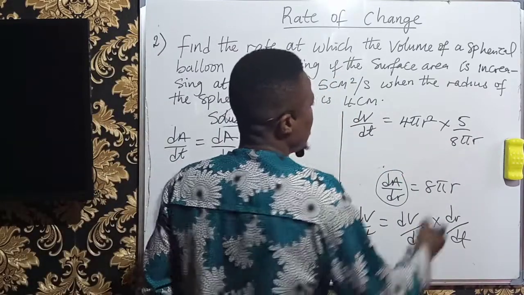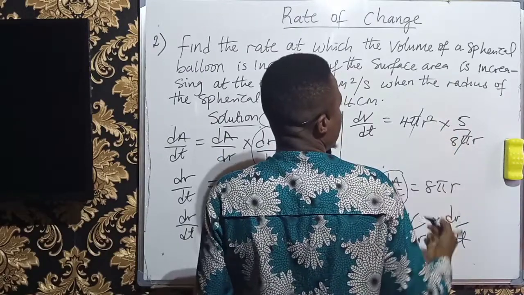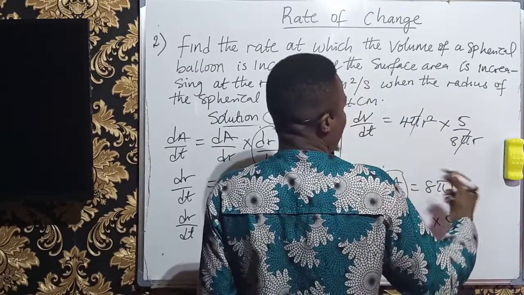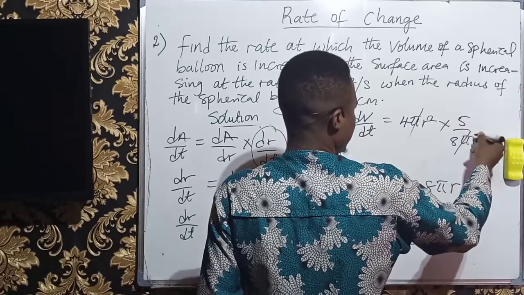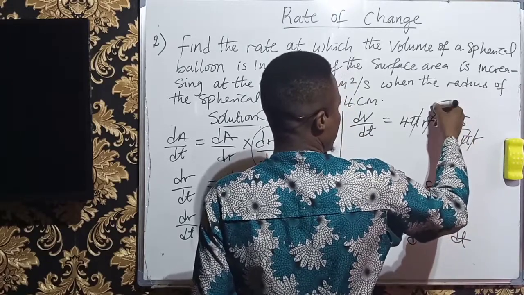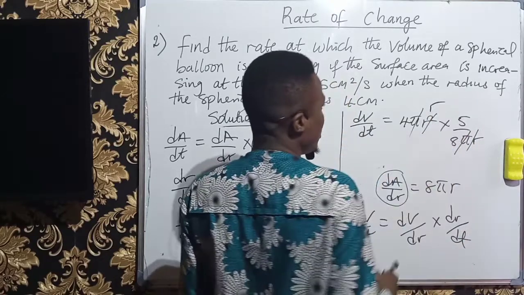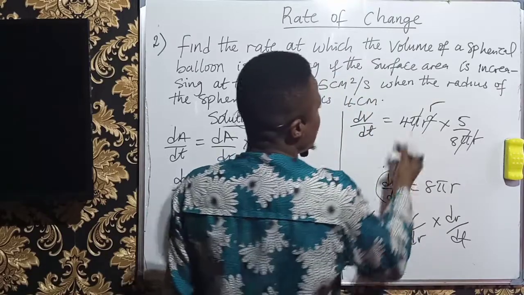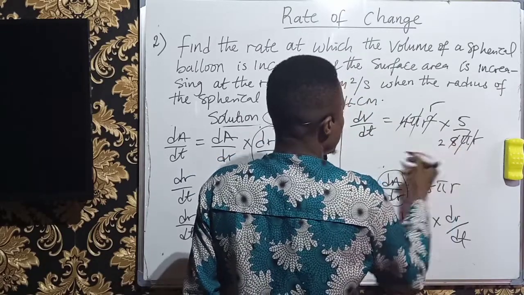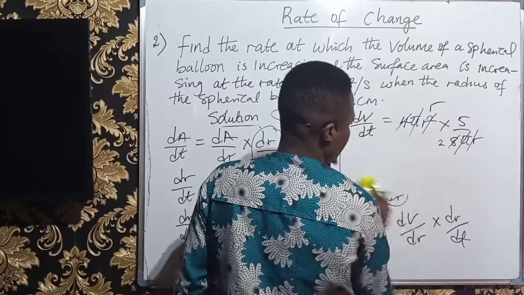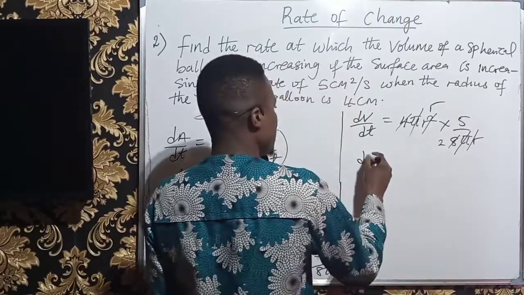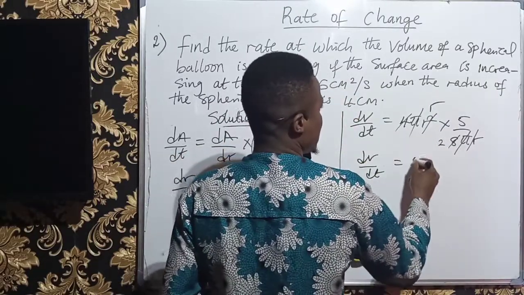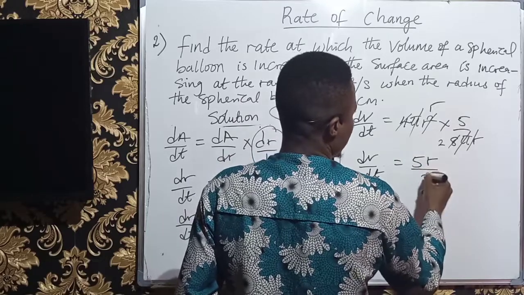So now, pi will cancel pi. r will cancel r. I'm having just r here. 4 will cancel this, we have 2. So I'll have my dV dt as 5r all over 2.